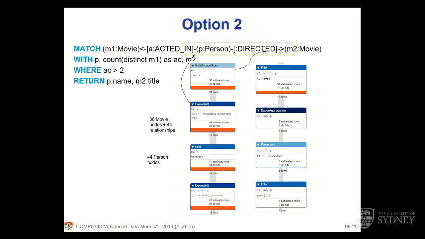And then we need to filter here, because after we expand, we can expand to any node. We want to make sure it is the person node. So we do a filtering, for 44 nodes. So the filtering doesn't really filter out anything.